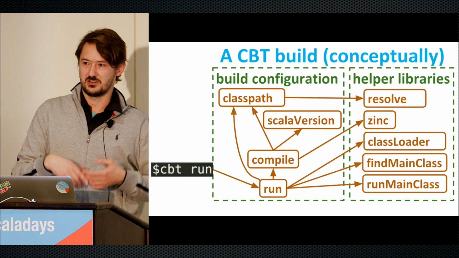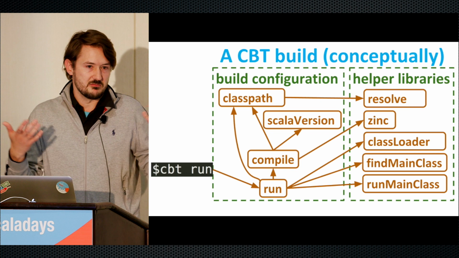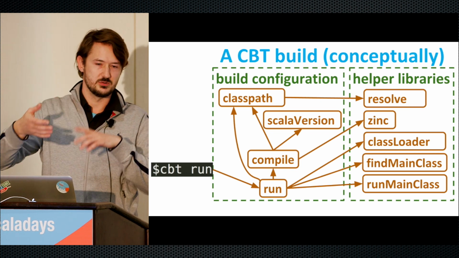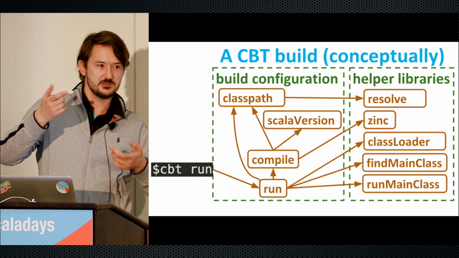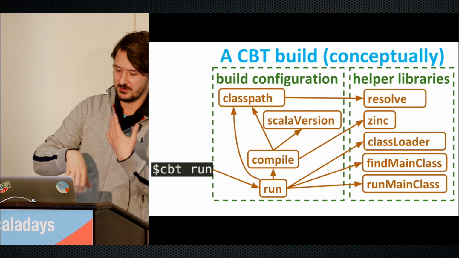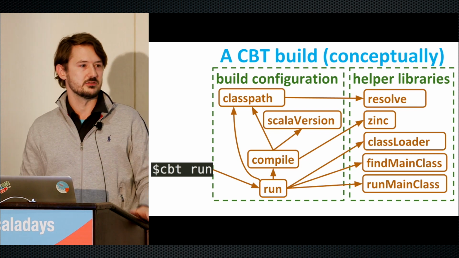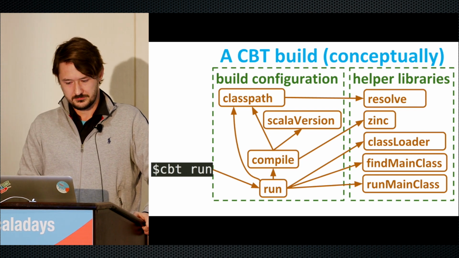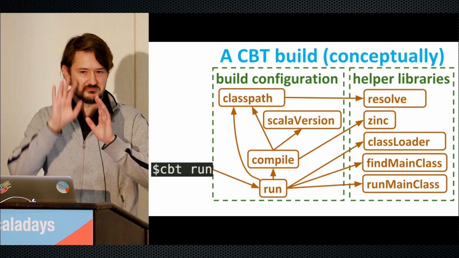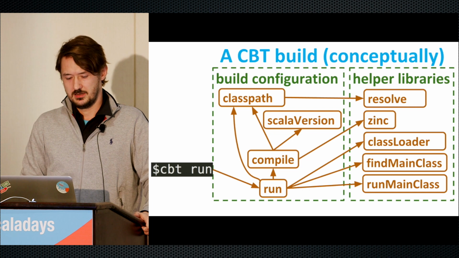You have CBT run, which invokes the run task or method or whatever, and then that calls compile, and maybe compile calls Scala version because it needs to know which Scala version to use, and then calls class path, which may call the resolve method in the library, and compile also may call zinc, and run may call some helper methods to do reflective lookups or invocations. Okay, the right thing, the libraries are fairly simple. It's just a bunch of flat helpers.